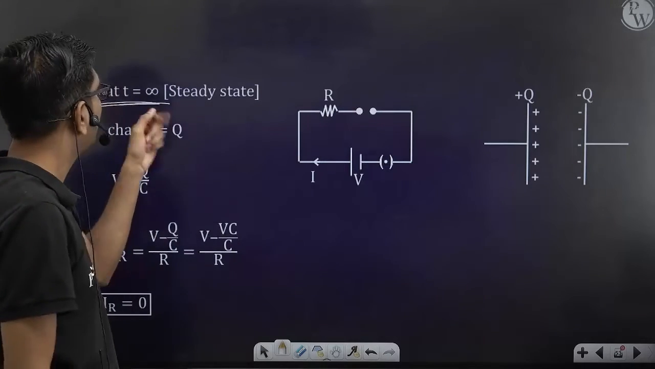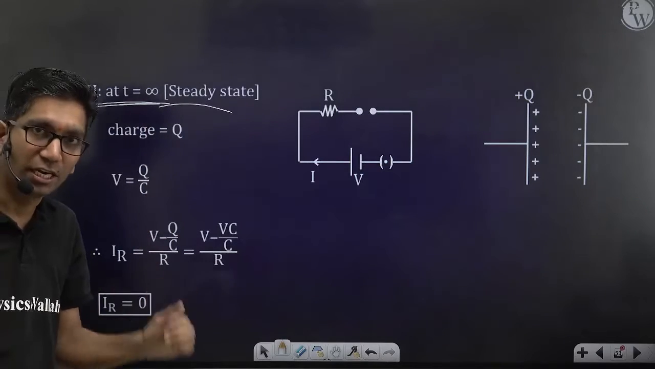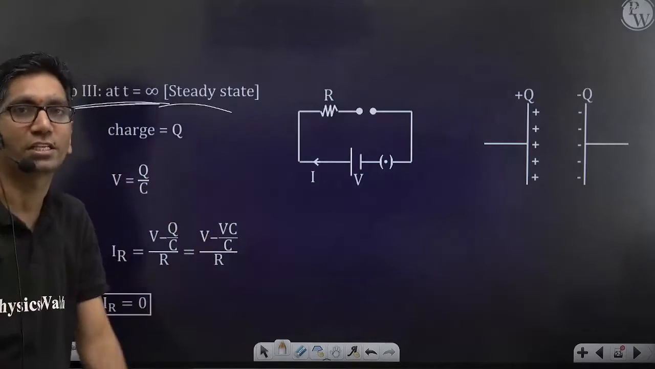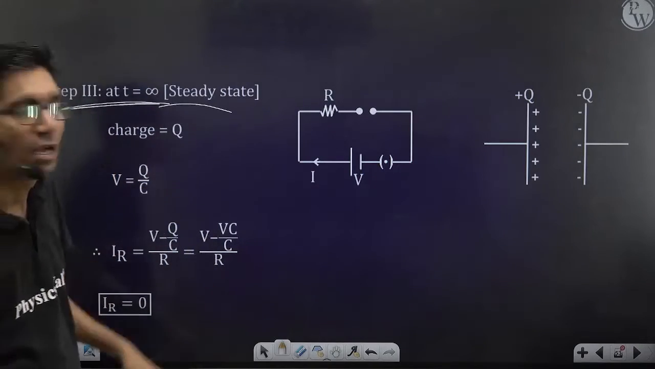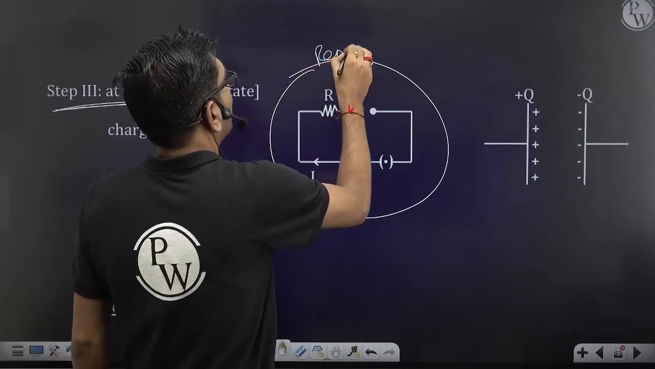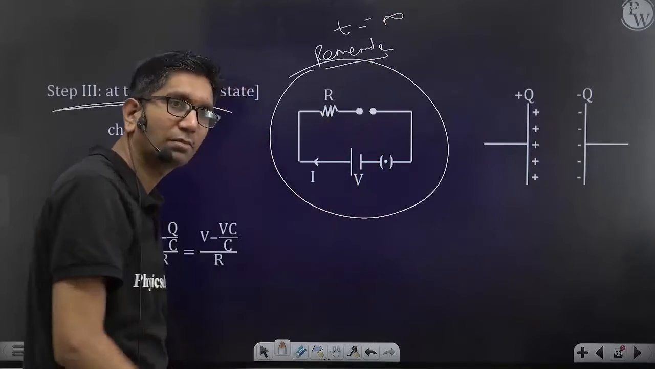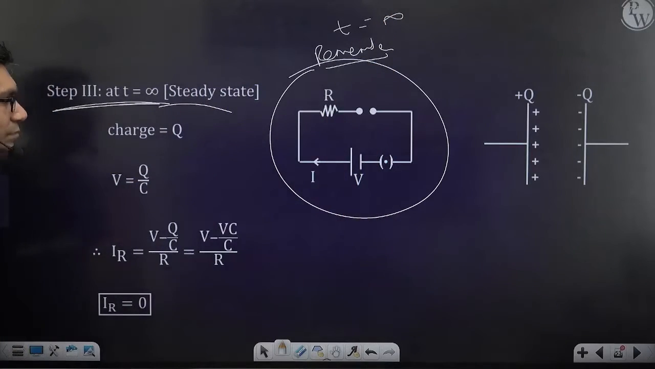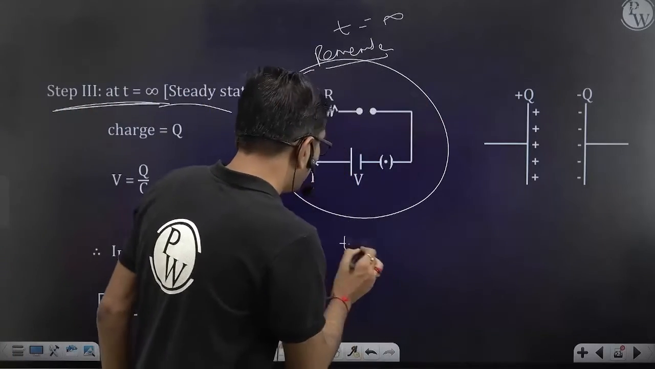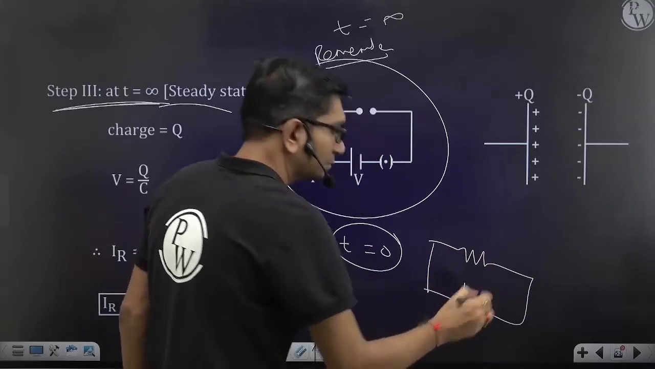Step 3, at time t equal to infinite, what happens? This is called the steady state. In steady state, the capacitor already gets full charge. After getting charge, the circuit diagram becomes like this. Remember, at time t equal to 0, the circuit becomes like this. This is a point you have to remember.